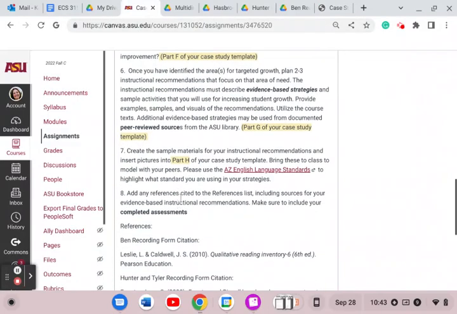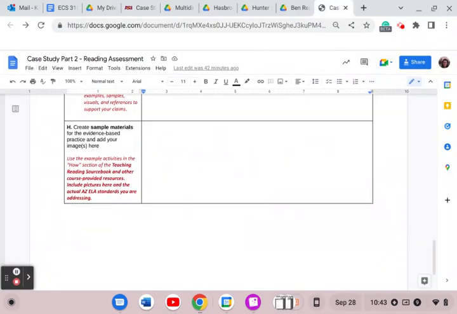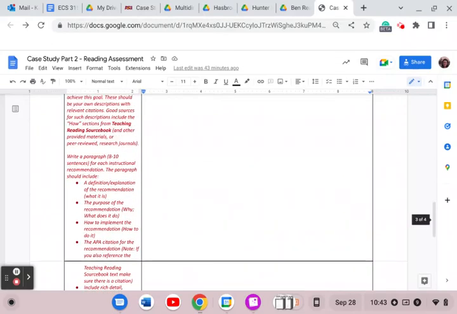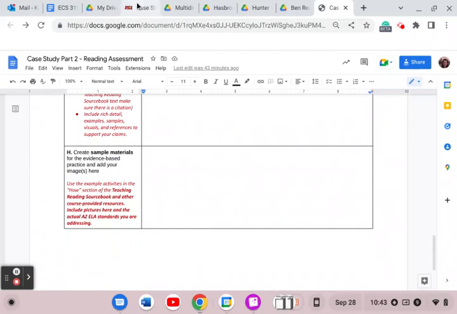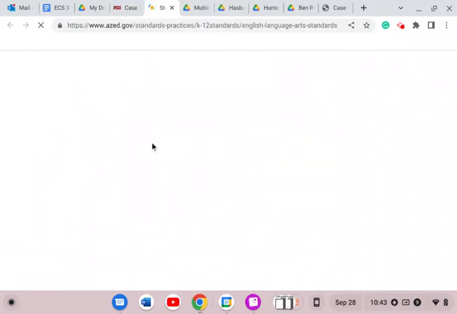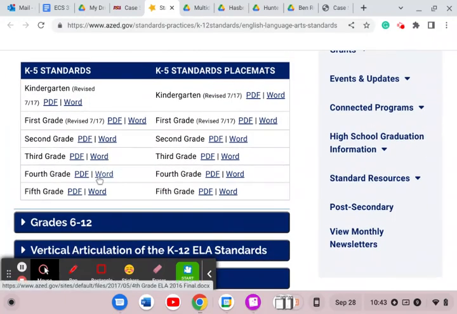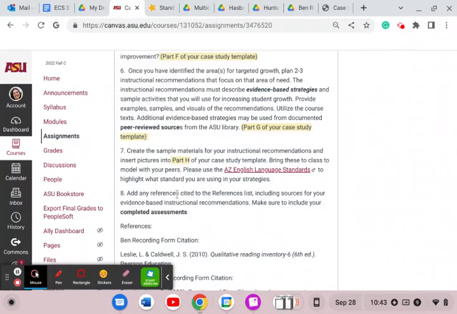Then for part H, you're going to show me what you need to do that. Do you need books? Do you need phonemic awareness activities? Do you need letters? Do you need pictures? Do you need to come up with new comprehension questions? What will you use to teach these strategies that you described in G? And then also, I have linked the English language standards for AZ, and you go to their grade and you make sure you're showing me what standard you're using. So pick the grade that you're in, sift through, and write down the standard that you're using.